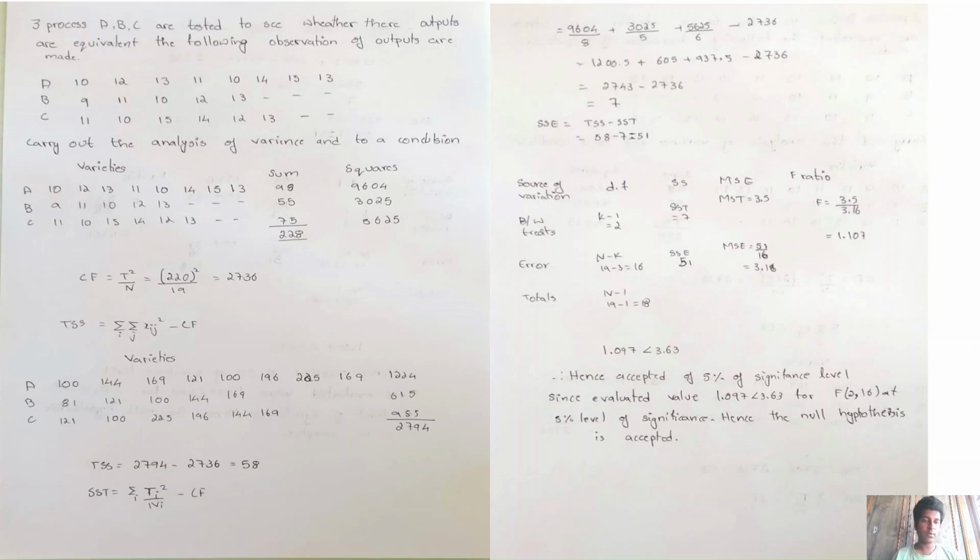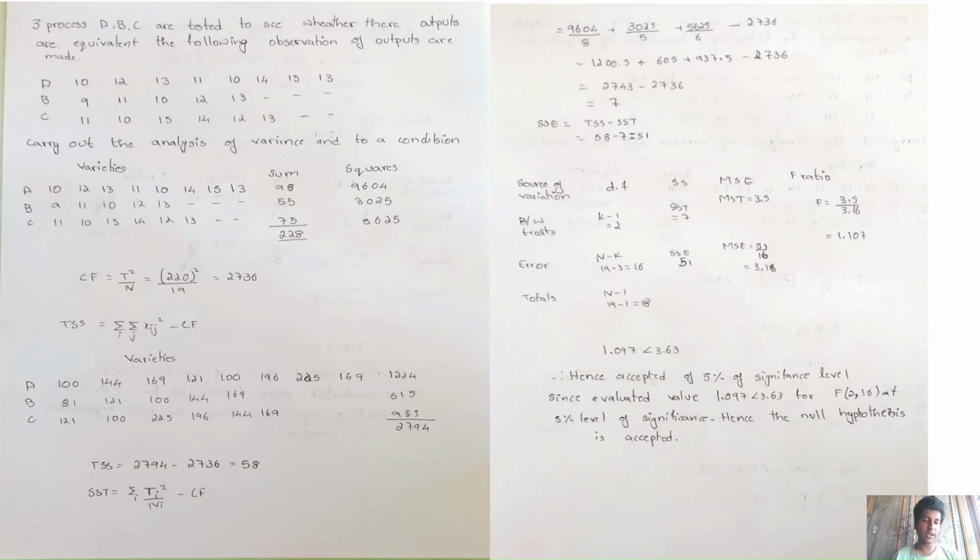The CF is equal to T squared by N, which is 220 squared by 19, equal to 2736. TSS is equal to the summation over i and j of x_ij squared minus CF. Varieties are A, B, C. You have to square those values of A, B, C and add, then the sum will be 2794. TSS is equal to 2794 minus 2736, which is 58.